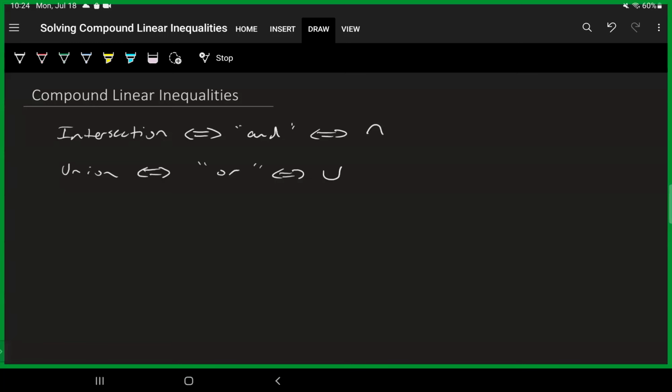So solving compound linear inequalities is a little more complicated than just solving the basic ones. We need to be aware of a few situations. The first two examples are going to talk about the intersection and union.